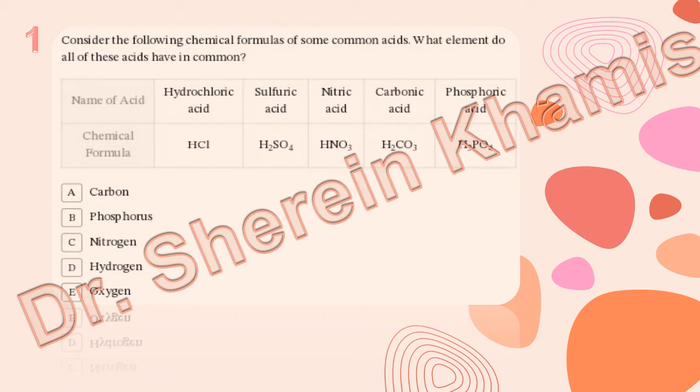We said in the previous video that all acids start with hydrogen ion. So what is common between them is the hydrogen atom or hydrogen ion in all of the acids. All the chemical formulas of acids start with a hydrogen atom or hydrogen ion, which makes a bond with the rest. Okay, let's go to question 2.